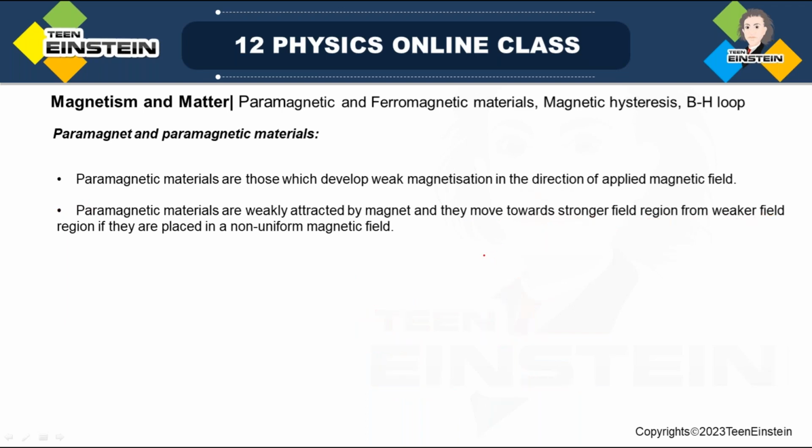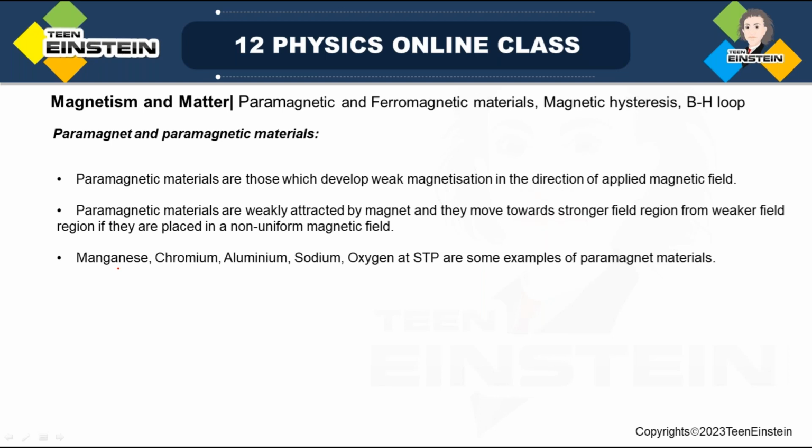All right. Now the next property: examples like manganese, even magnesium also. Manganese, chromium, aluminium, sodium, oxygen. These are all paramagnetic substances. See, oxygen is a gas, sodium is a solid, and chromium, these are all solid. So among the gases, oxygen is a paramagnetic substance. Okay, so at STP, these are some paramagnetic materials.